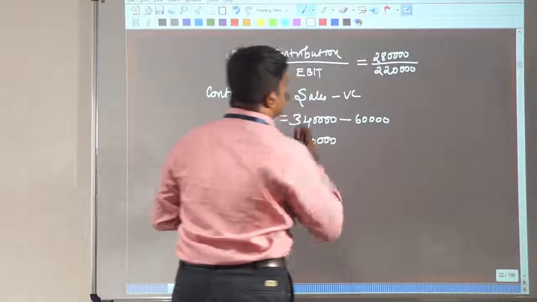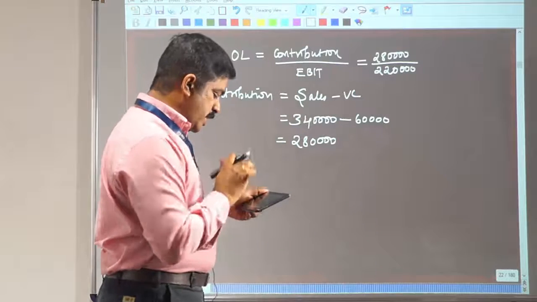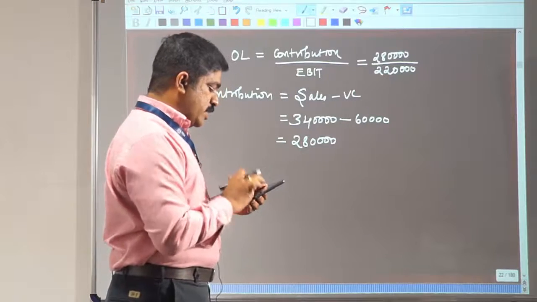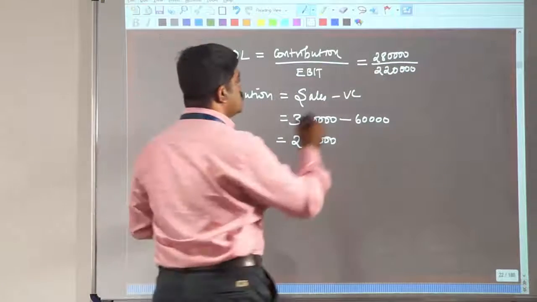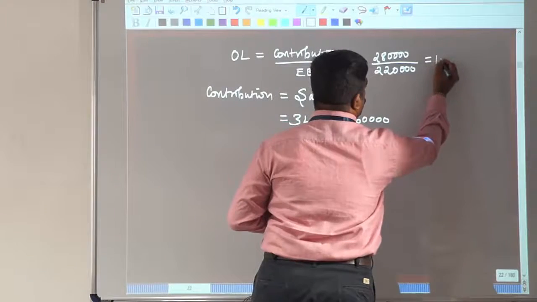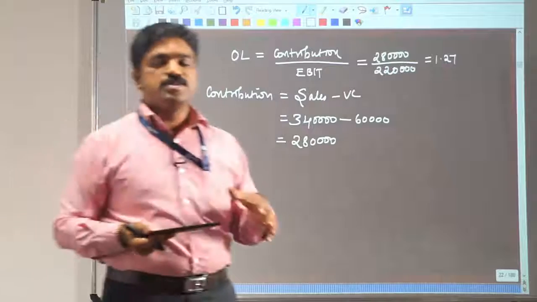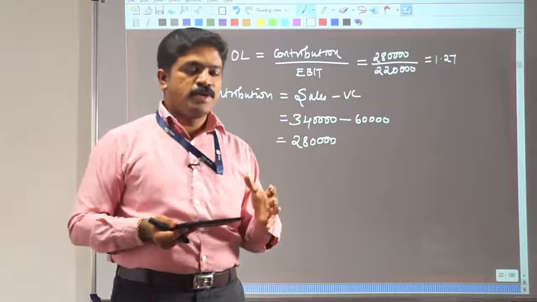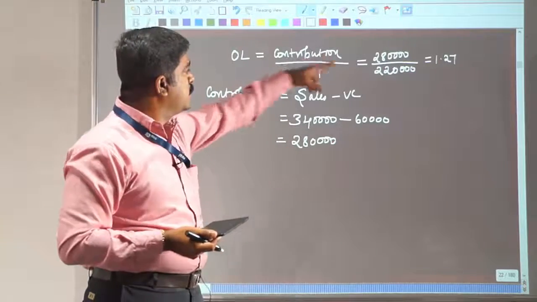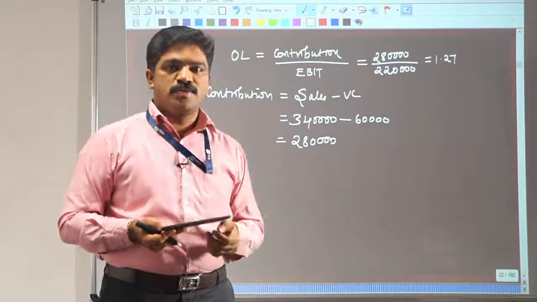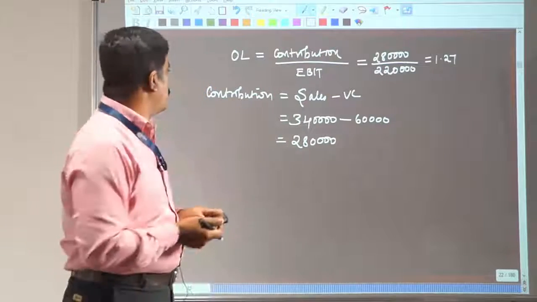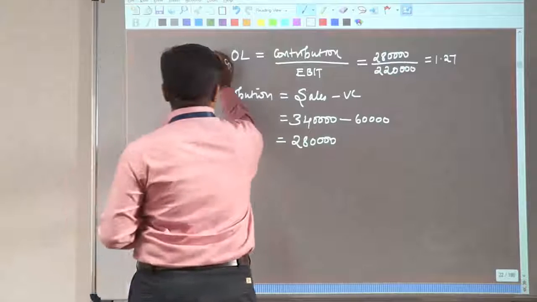So 2 lakh 80,000 divided by 2 lakh 20,000, calculation tells me it is 1.27. So what you can understand is if your sales is going to increase by 1 time, your EBIT will increase by 1.27 times. That's what your operating leverage communicates. So this is the first part.